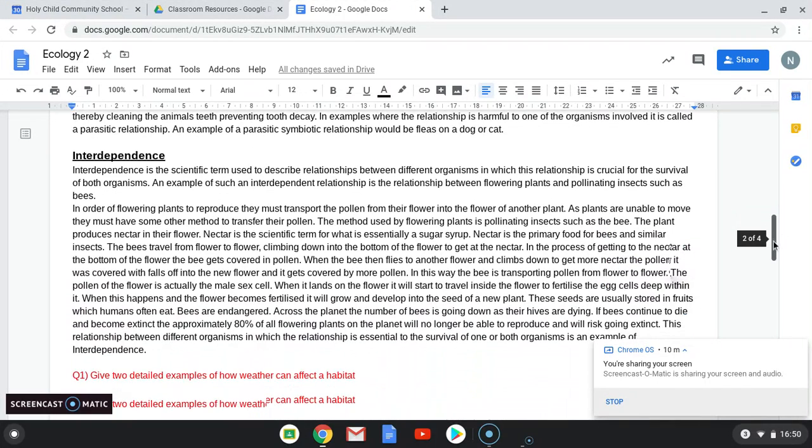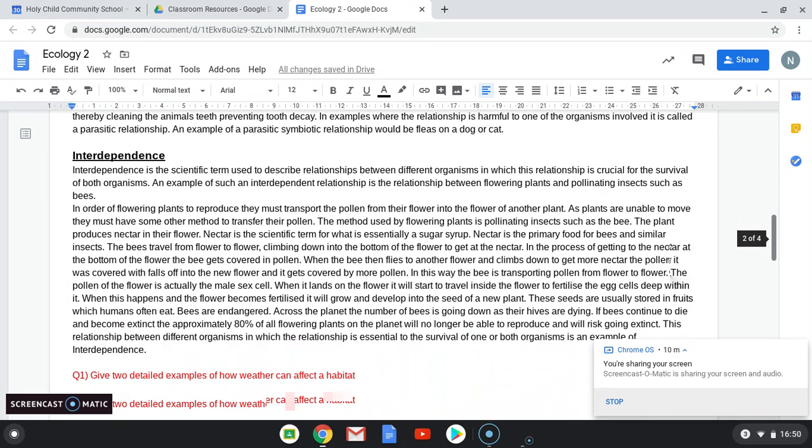Next, we get to the topic of interdependence. And this is a very important one, and we're going to talk about this for a few minutes and then leave it there. So interdependence is a scientific term used to describe relationships between different organisms in which the relationship is crucial for the survival of both. That means without this relationship, both organisms would die. This is very important in the topic of biodiversity.